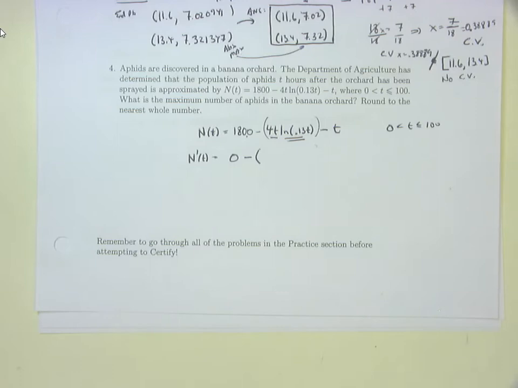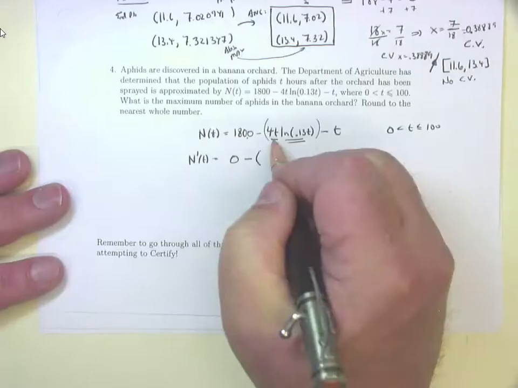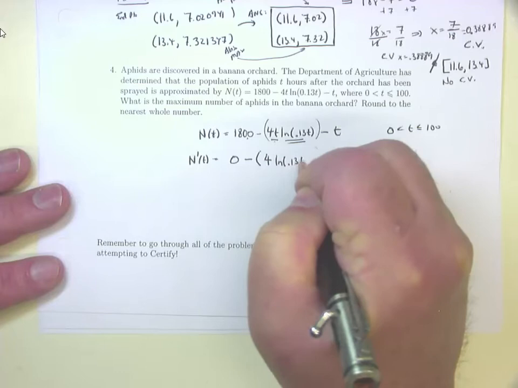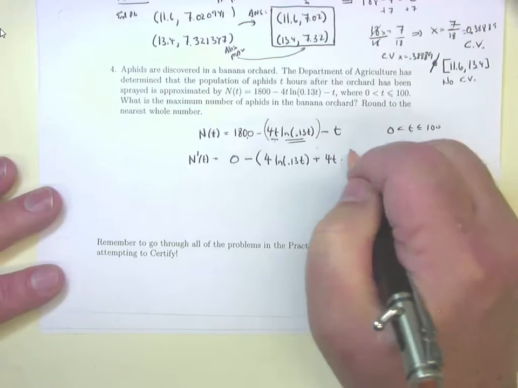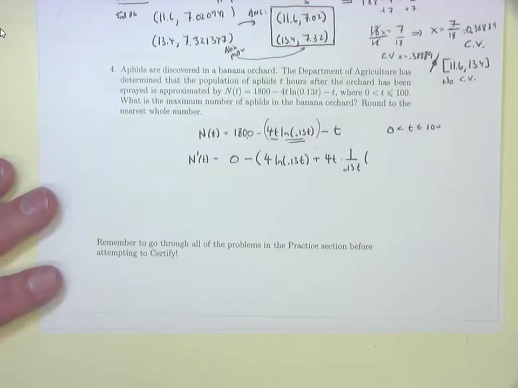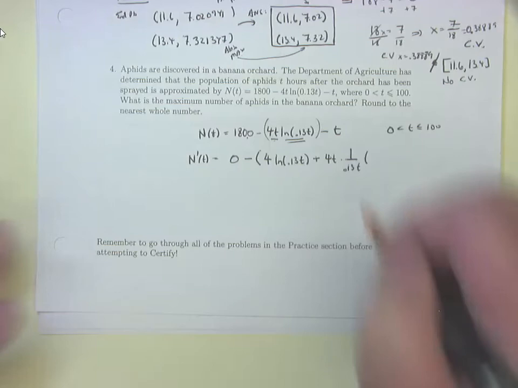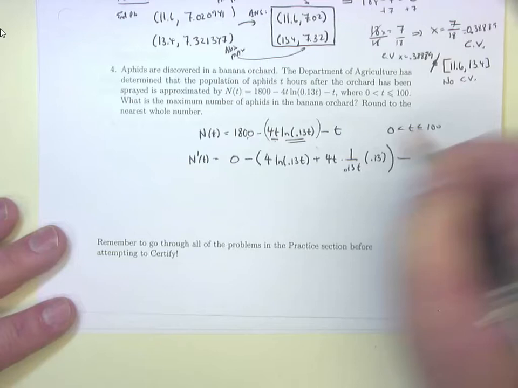This is 4t times the natural log of 0.13t. I'm going to use the product rule. Derivative of the first. What's derivative of 4t? 4, times the second, natural log of 0.13t, plus the first, 4t, times the derivative of the second. What's derivative of natural log of 0.13t? Well, for anything other than a single variable, the derivative of natural log of a function is 1 over the function times the derivative of the function. So derivative of natural log of 0.13t is going to be 1 over 0.13t times the derivative of the inside. What's the derivative of 0.13t? 0.13. Keep going, and then close your parentheses there. Minus, what's the derivative of t with respect to t? That would be 1.